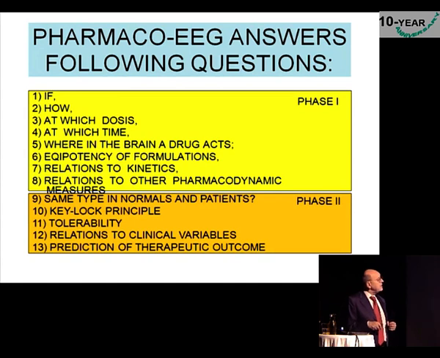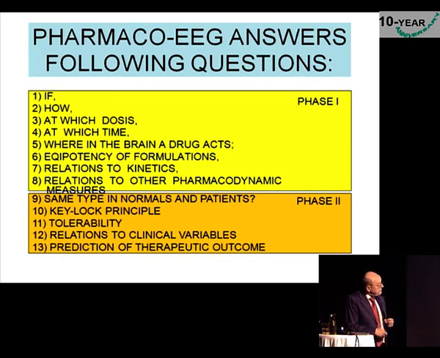So this was a big breakthrough, and the golden years of the pharmaco-EEG, I think, followed in the sequence. There were, of course, other questions we could answer: equipotency of different galenic formulations, intramuscular versus intravenous injection, relations to kinetics, relations between pharmacokinetics and pharmacodynamics, and relation to other pharmacodynamic measures, which became important, for instance, also in dementia research. Okay, and of course, this happened all in phase one, at a very early stage of drug development. Of course, all these questions are also interesting in later phases. You know, there are phase two, phase three, phase four, within psychopharmacology. But then came always the question: are the changes similar in normals and patients? How is the tolerability, relation to clinical variables, prediction of therapeutic outcome?